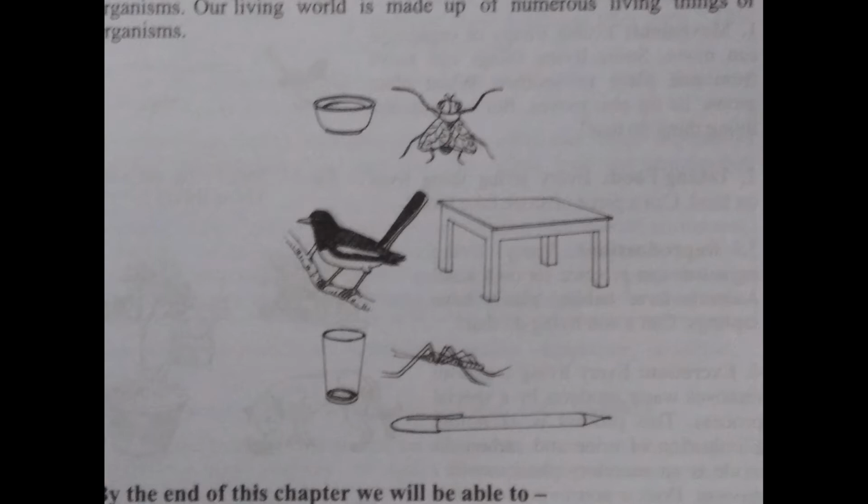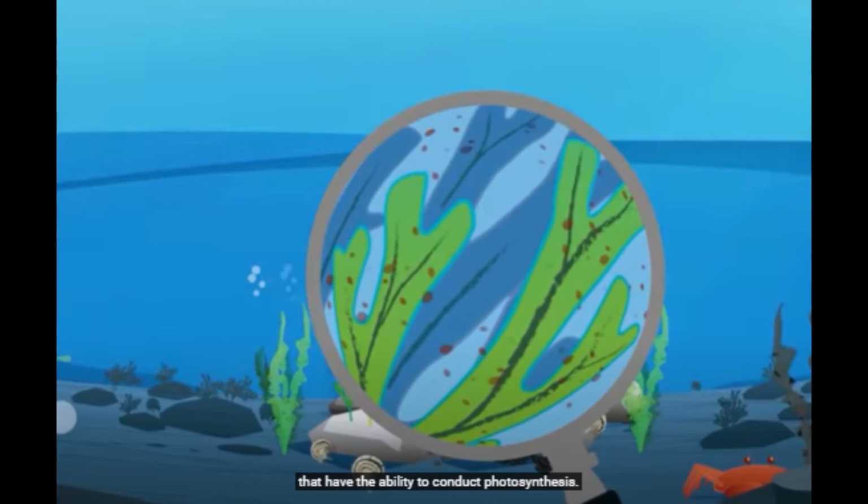What types of objects are these? These are living things. Those which have no life are known as non-living. Those which have life are living things or organisms. Algae or mushrooms are living things too.